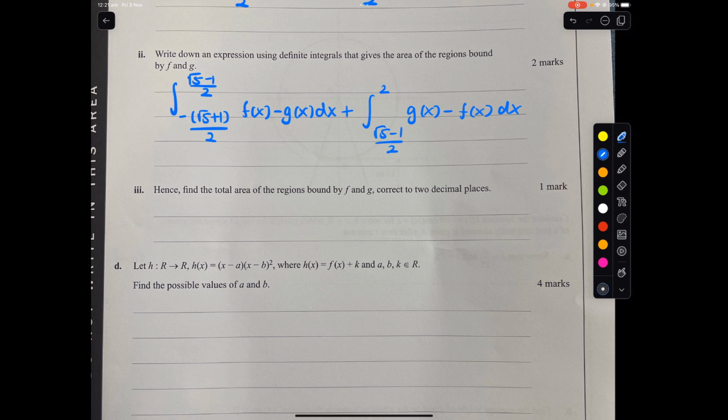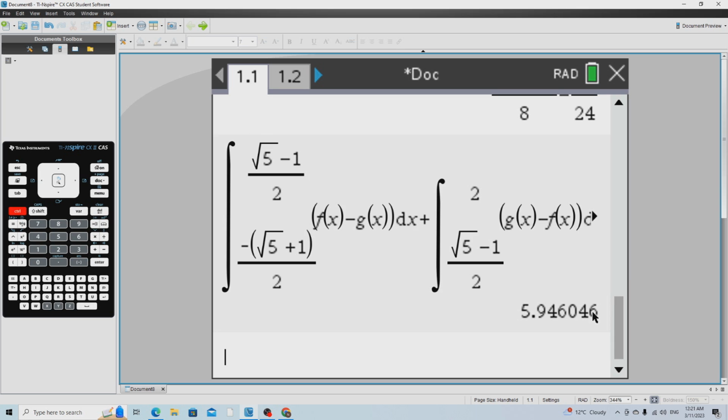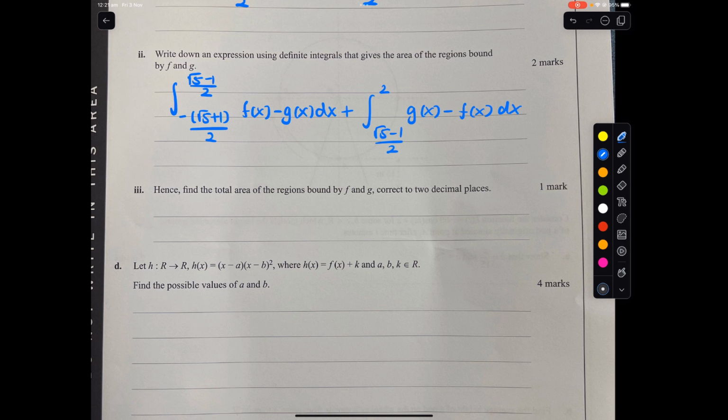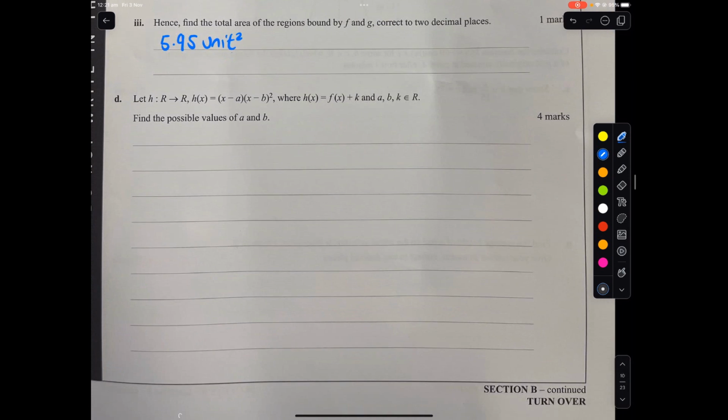Hence, find the total area of the regions bounded. Easy. Let's just enter that, and to 2 decimal places we get 5.95, so 5.95 units squared.